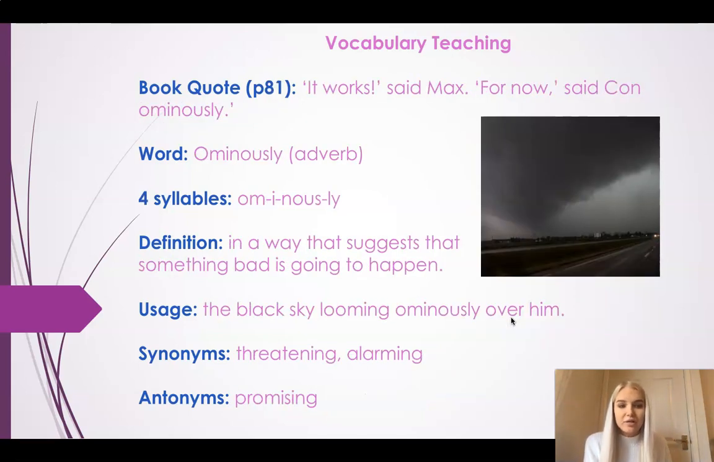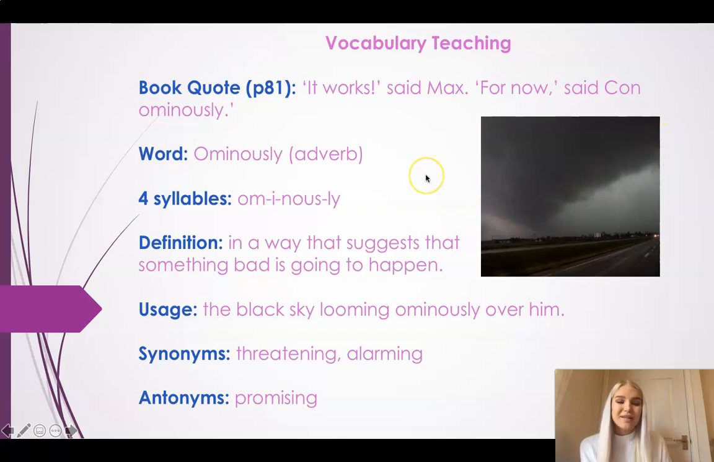And the second word we're going to look at today is ominously. And this is an adverb, it modifies the verb describing how something is, and it's 4 syllables, so ominously. And this word ominously means in a way that suggests that something bad is going to happen. So we could say the black sky is looming ominously over him. So something bad is going to happen. And this is what the image is showing. So you've got your road here and you've got a black cloud in the sky.